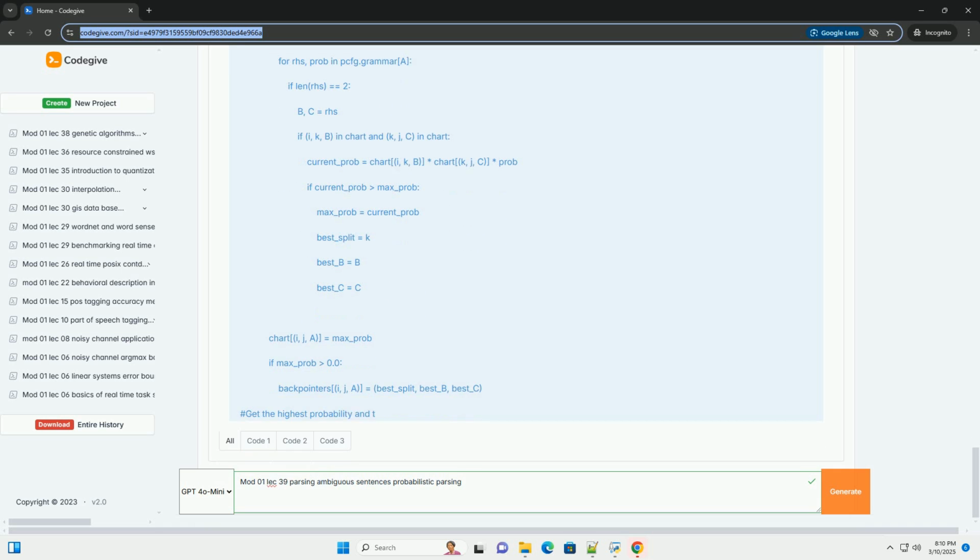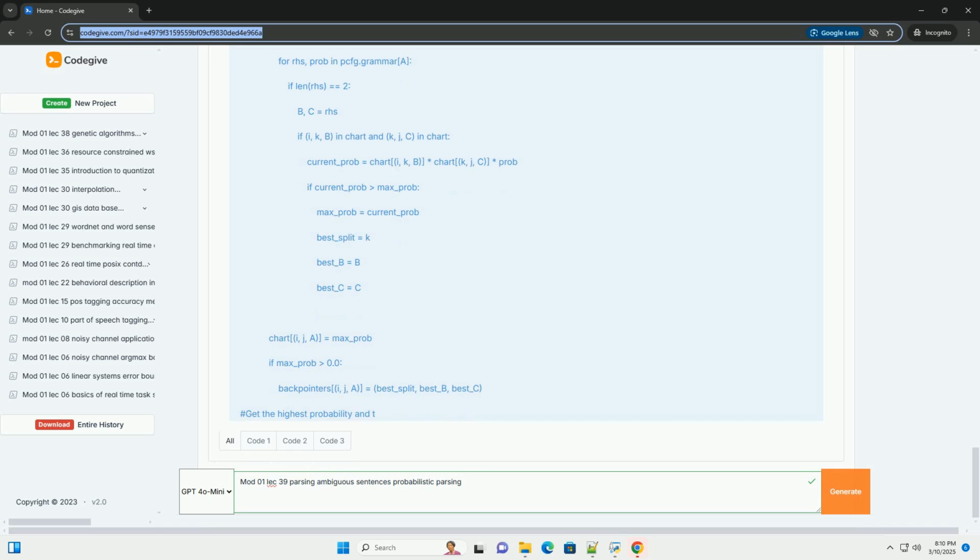A PCFG extends the standard context-free grammar, CFG, by assigning probabilities to each production rule. Formally, a PCFG is a tuple. N, a finite set of non-terminal symbols, for example S, NP, VP, PP. Sigma, a finite set of terminal symbols, words. R, a finite set of production rules of the form A → alpha, where A is in N and alpha is a sequence of symbols from (N ∪ Σ)*.